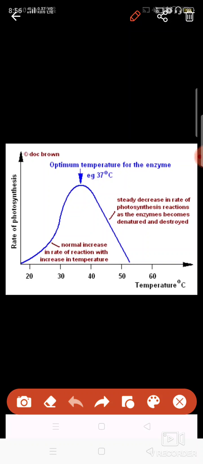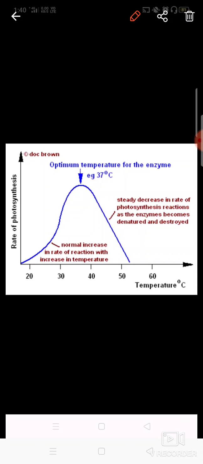So now it is clear to you what the factors affecting photosynthesis are, and this is how our topic is completed, that is autotrophic nutrition in plants. And from the next session I'll tell you the detailed version of digestion, basically the nutrition in human beings, which we will discuss in our next session.